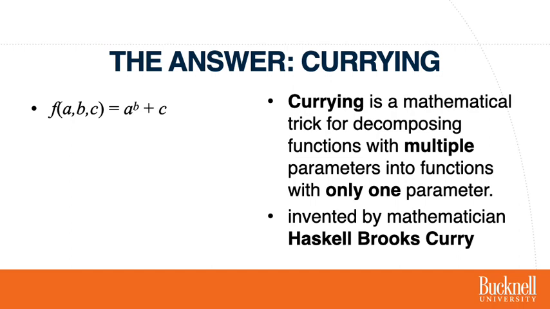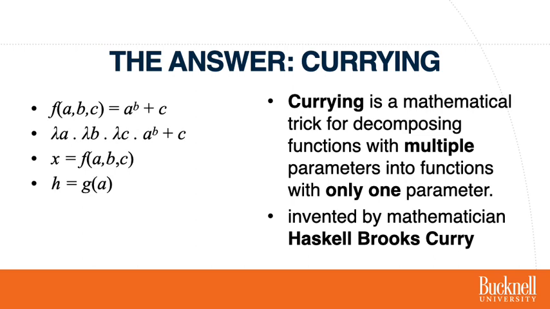Take, for example, the function f of a, b, c equals a to the power of b plus c. This can be represented as lambda calculus. Using currying, we are representing this function as a series of functions. To do x equals f of a, b, c, we first create a function g that takes a and returns another function called h. We then pass b into h, which returns another function called r. R then takes the last parameter, c, and returns x. Let's see this in action.